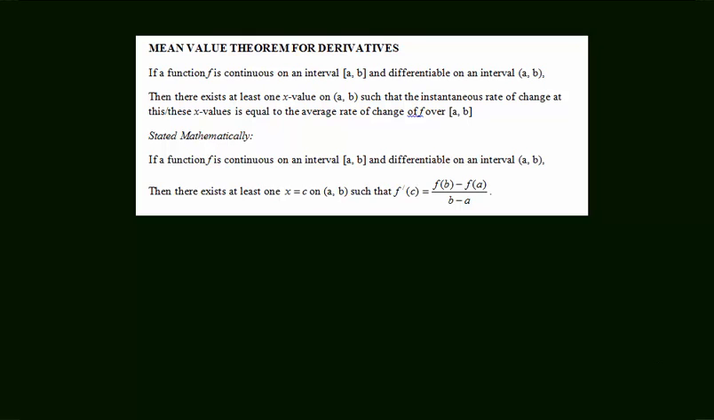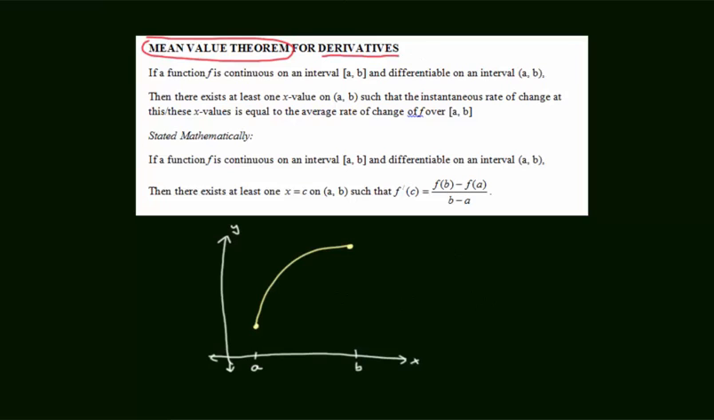The mean value theorem. We're going to look at two mean value theorems. The first one here is a review, the mean value theorem for derivatives. This one should be a review. The idea for this yellow function f of x is that the average rate of change is equal to the slope of the line connecting the endpoints.